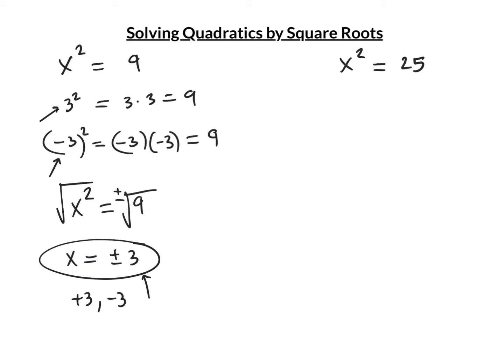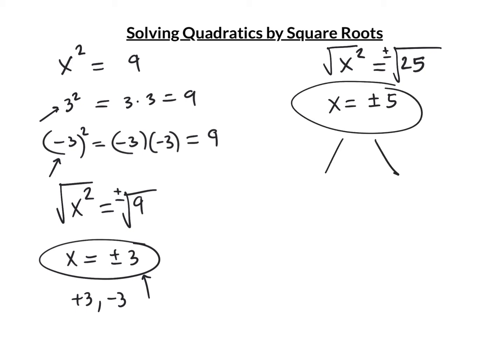To solve x squared equals 25, then, I take the square root of both sides. We understand there are two answers. To get those, we put a plus or a minus. And our answers are plus or minus 5. The square root of 25 is 5. Again, this is two answers. One is positive 5, and the other is negative 5. We're writing both those answers as a single answer, plus or minus 5.